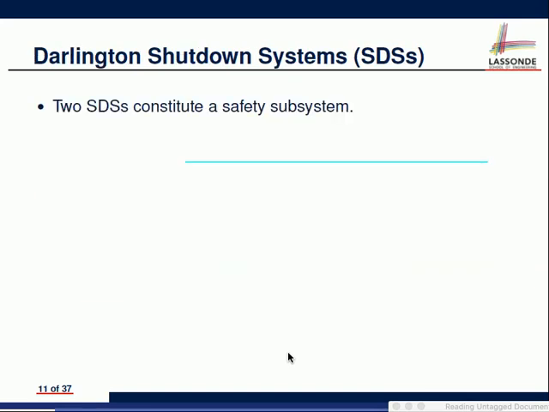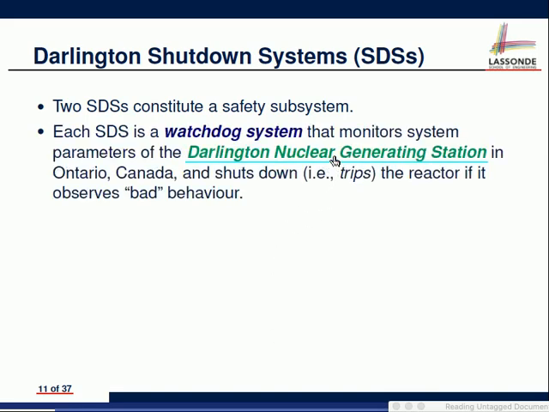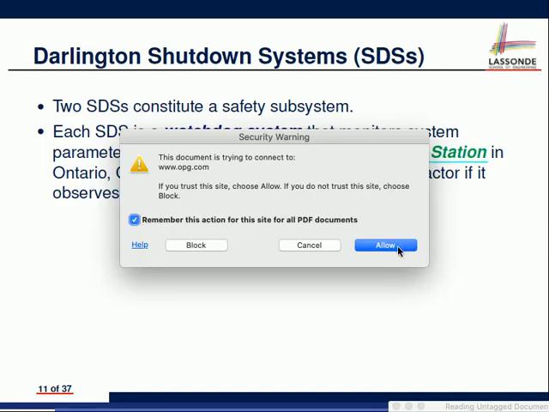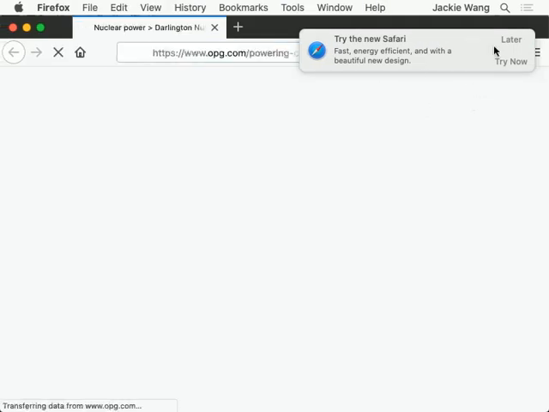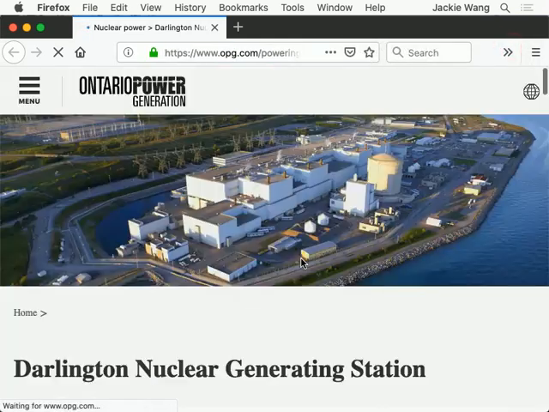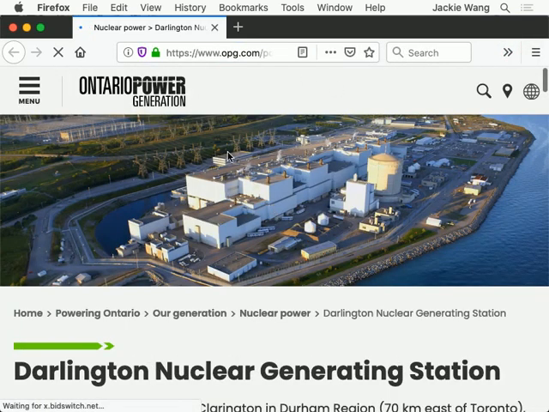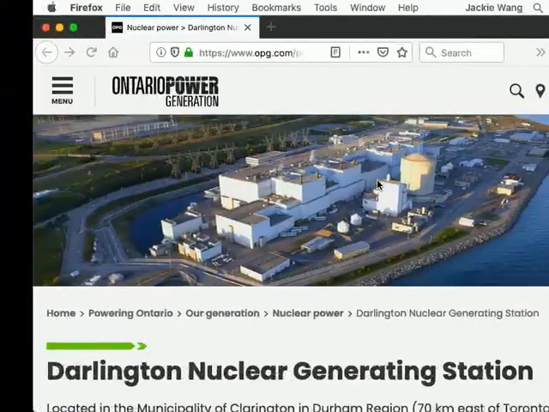This is more relevant to what I did. There have been two shutdown systems for the Darlington nuclear reactor. I'll click on the link to see if I can go there. That's the picture of the nuclear reactor over here, and there are two shutdown systems for it. Basically, they keep monitoring all the critical variables for the nuclear reactor and shut it down when necessary. Now I just want to show you the link.